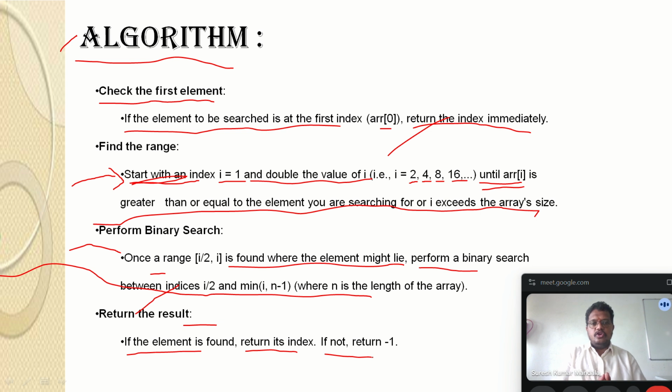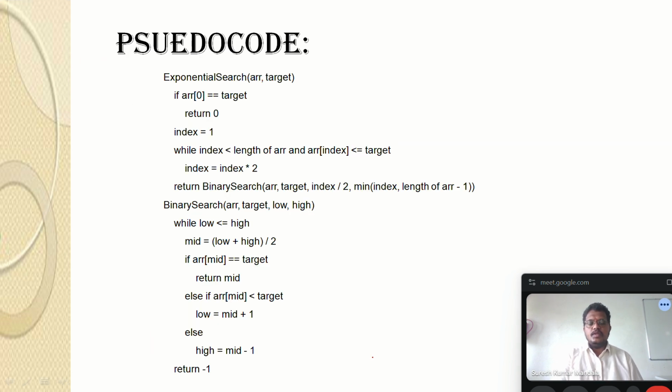When the target value is less than that indexed value, then we will apply the binary search algorithm. This is the concept of exponential search. We will see the pseudocode and how it will work.